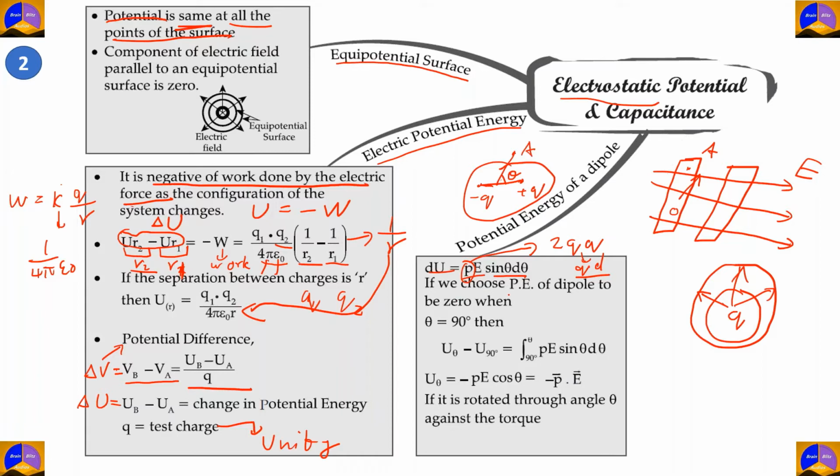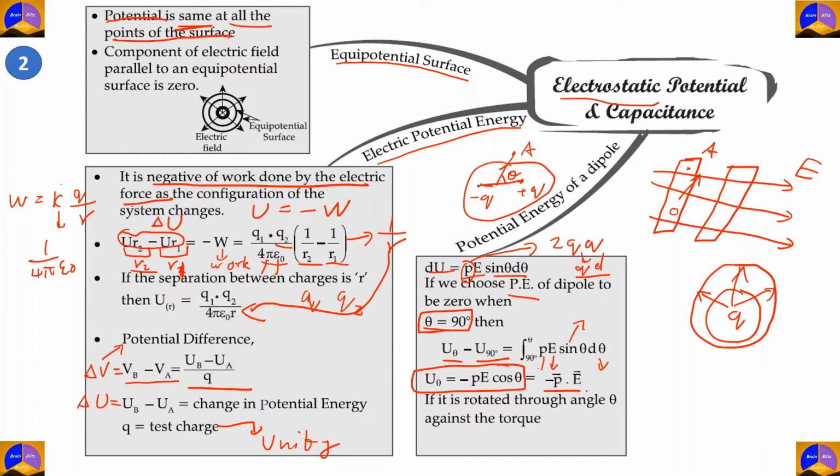If we choose the potential energy of a dipole to be 0, then the angle theta would be equal to 90 degrees. So due to standard conventions, we choose potential energy to be 0 when theta is equal to 90 degrees. So then U theta, which is the final orientation, minus U90, which will be the initial orientation because we took this as 0, will be equal to the integral from 90 degrees to theta of dipole moment P into electric field intensity E sine theta d theta, where d theta is the deviation of angle by a small amount. So U theta will be equal to minus PE cos theta.